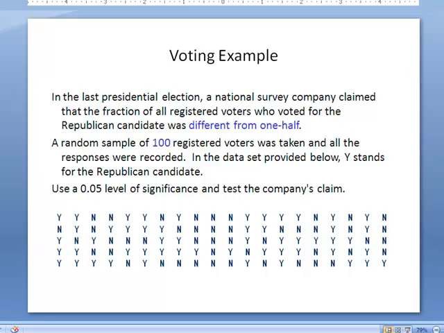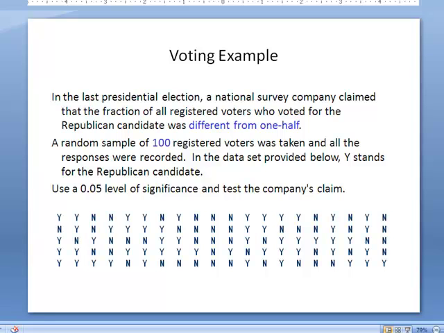Now let's look at what happens if we're given raw data. In the last presidential election, a national survey company claimed that the fraction of all registered voters who voted for the Republican candidate was different from 1/2. A random sample of 100 registered voters was taken, and all the responses were recorded in the data set provided below. Now, Y stands for the Republican candidate. At a 0.05 significance level, test that claim, the company's claim.